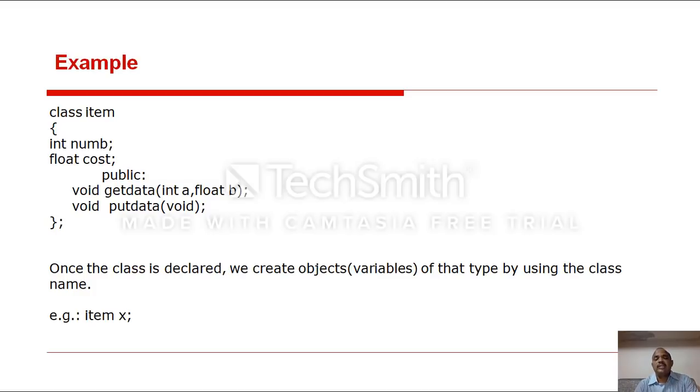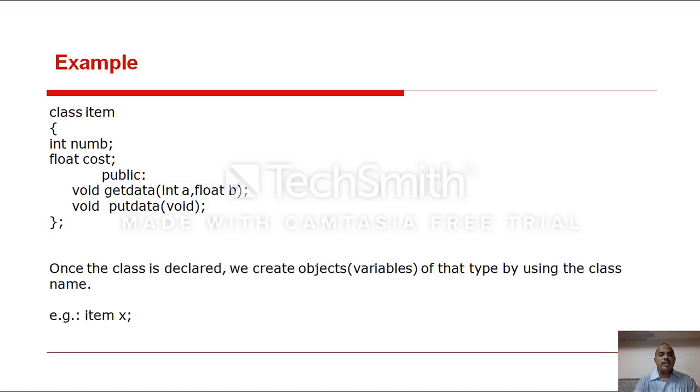Then the next one: once the class is declared, we create objects of that type by using the class name. Here object means class variables. Here we are creating objects of the type by using the class name: item X. What is item? What is X? Item is the name of the class. This is the class item. With the help of the name, we can create an object of the class, or a variable of the class, or an instance of the class.